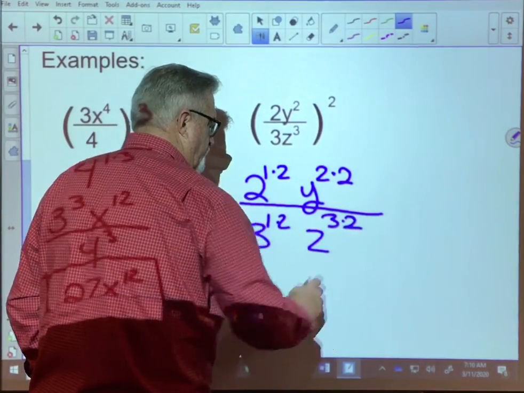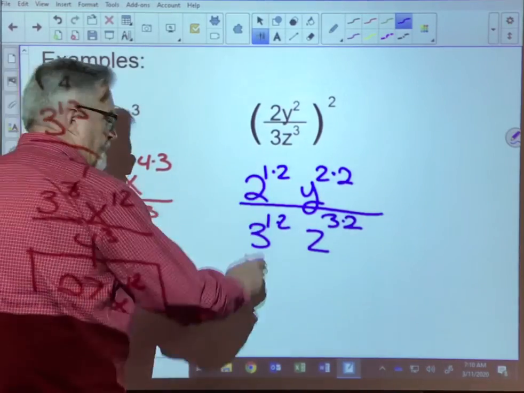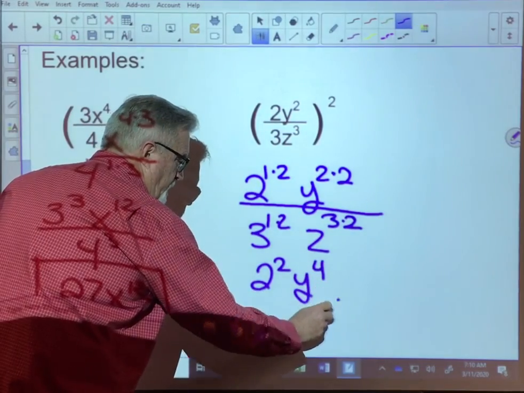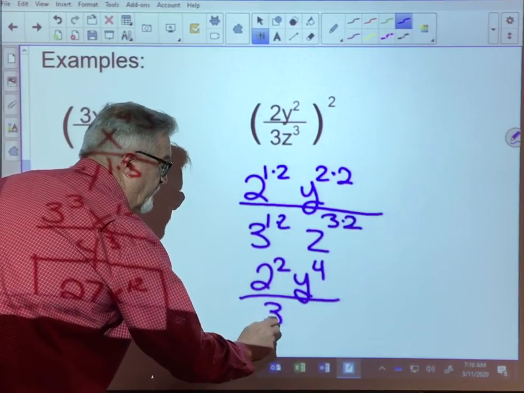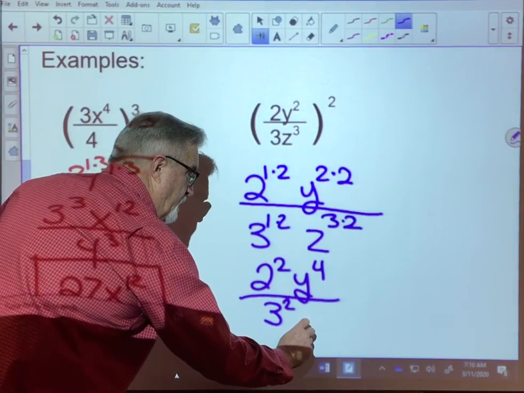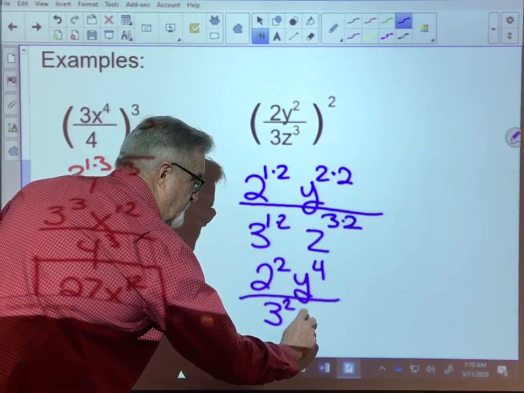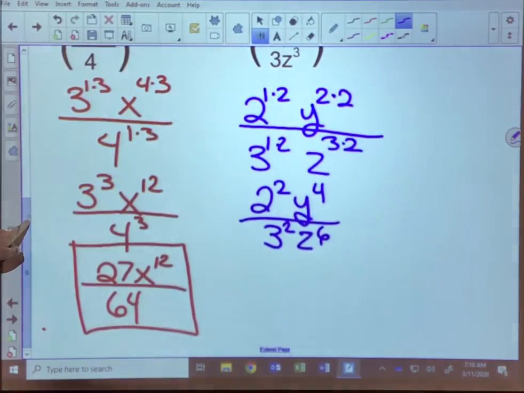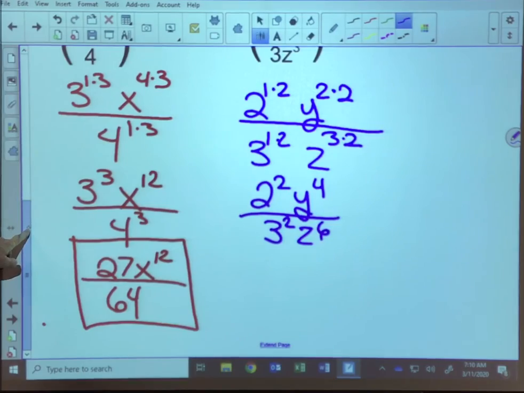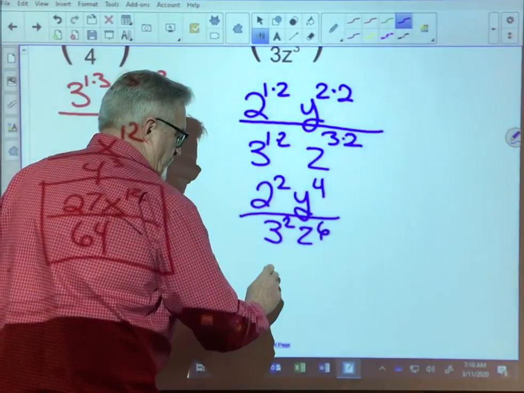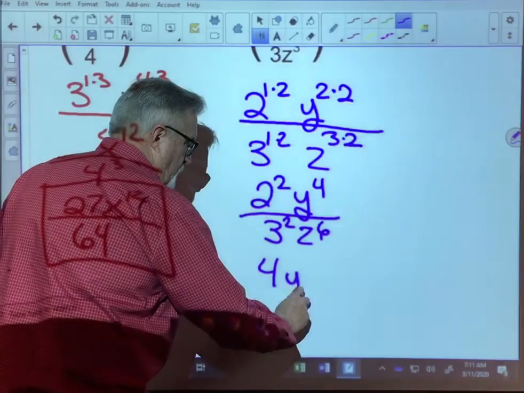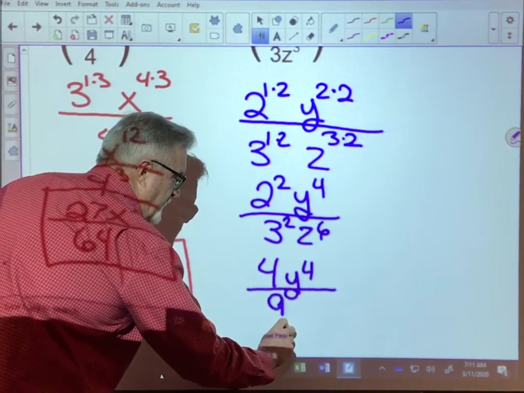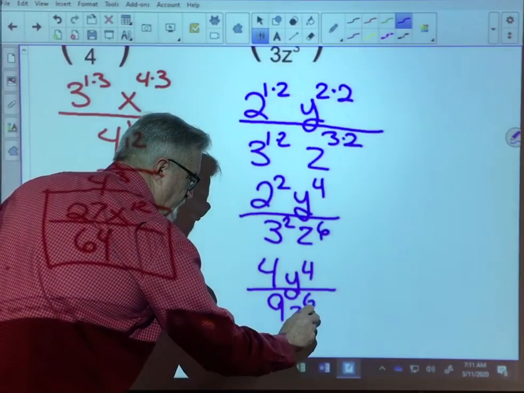When we go ahead and simplify that, we have 2 to the second power, y to the fourth power, divided by 3 to the second power, and z to the sixth power. We can go ahead and simplify those constants a little bit further. So 2 to the second power is 4, so that's 4y to the fourth power, and 3 to the second power is 9, so we have 9z to the sixth power.